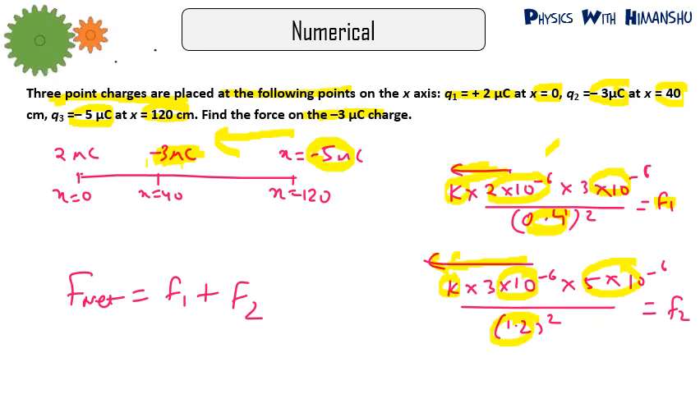See, two things are important here. You have to convert micro to 10 raised to power minus 6. It's very important. And second, the direction of force. Now, if you can see, both the forces are in the same direction. So net force will be the sum of both the forces. So in this way, we can deal with force between multiple charges.